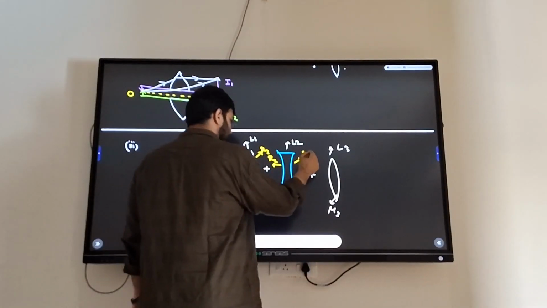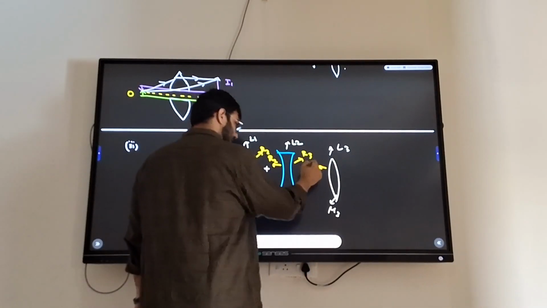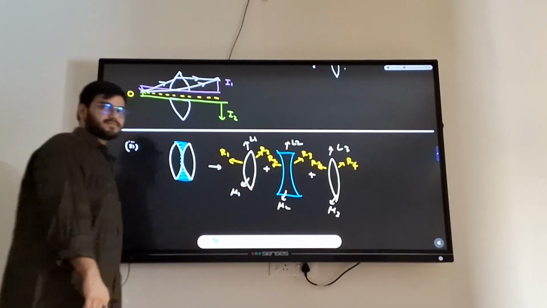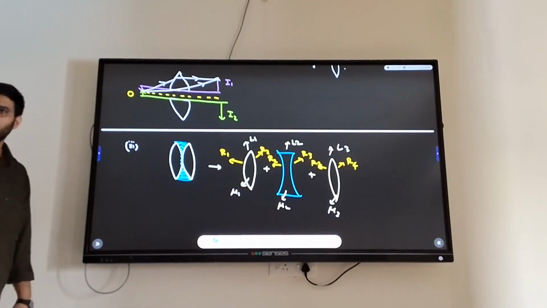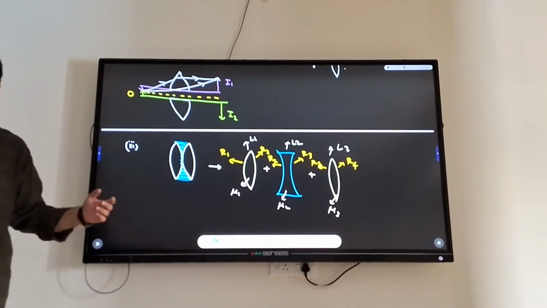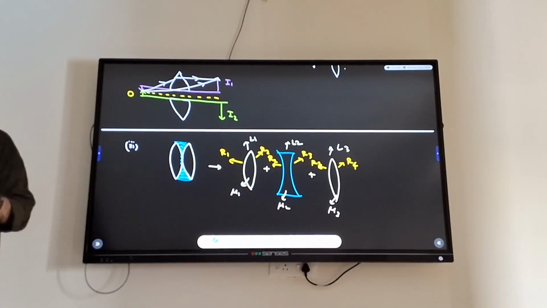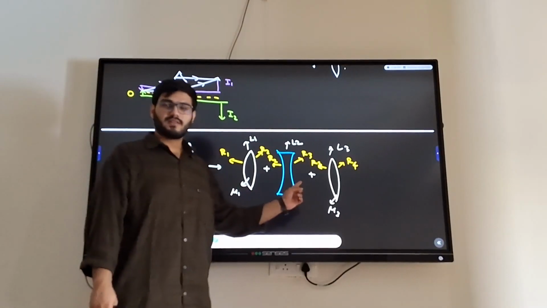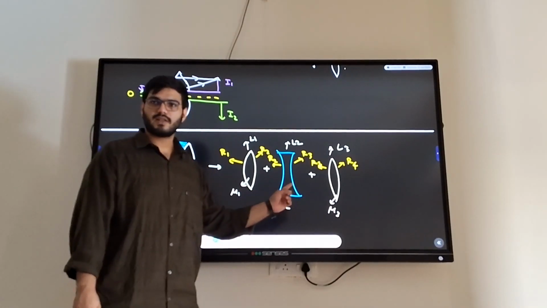If I say this is R3, then what is this? R3. R3 again, and in general this is R4. Why am I writing all of this? Because I want to write the F equivalent by the formula. So for that I have to find the individual focal length. Then what was the formula of individual focal length?